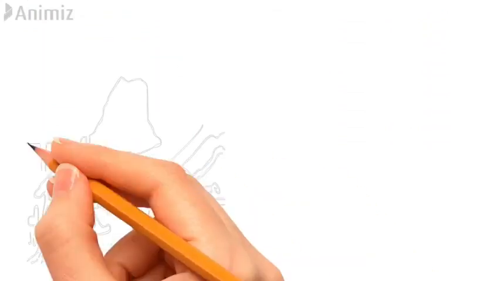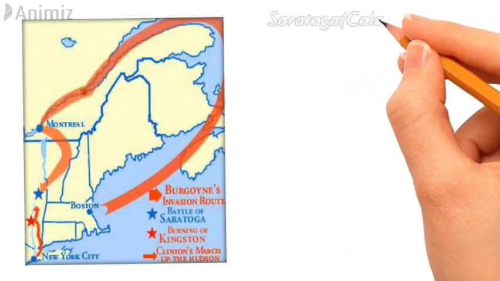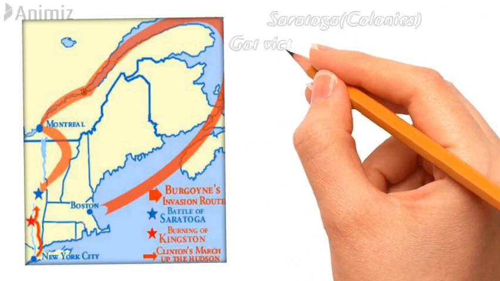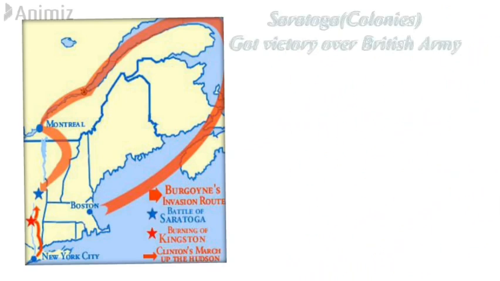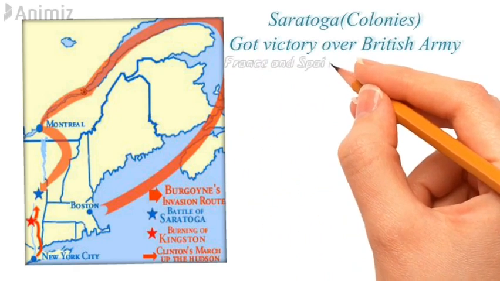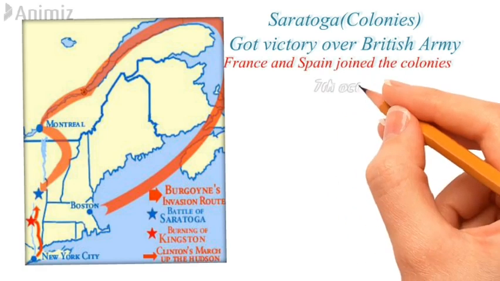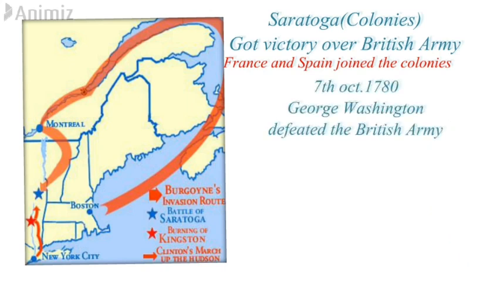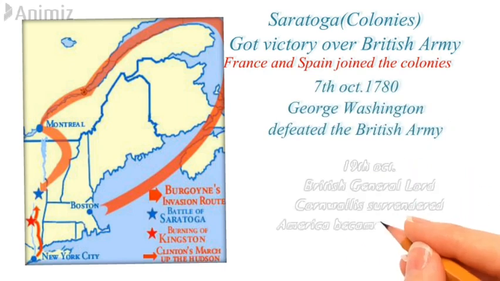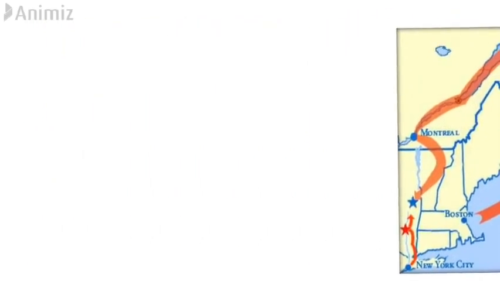Conflict between the colonies and the British Army continued. Finally, at Saratoga, the colonies got a decisive victory over the British Army. The victory proved to be a turning point as France and Spain also joined them in their struggle. On 7th October 1718, George Washington defeated the British Army. On 19th October, the British General Lord Cornwallis surrendered and America became independent.